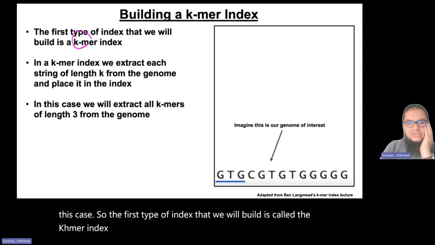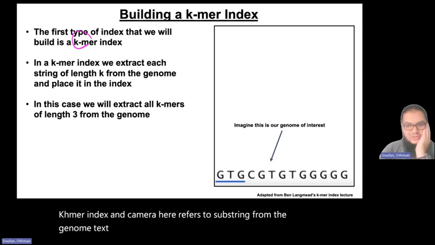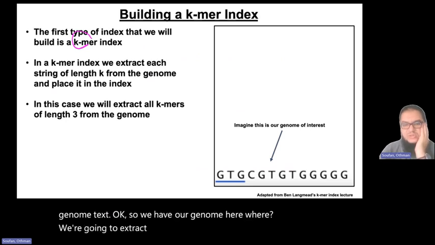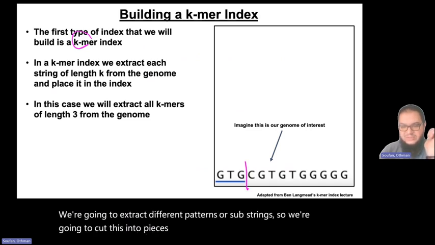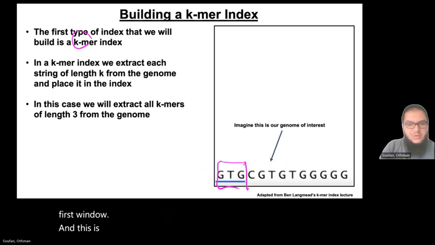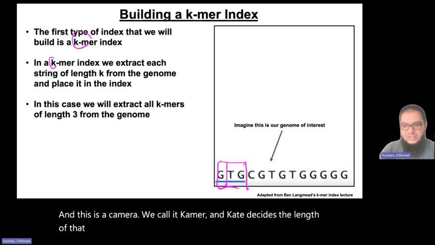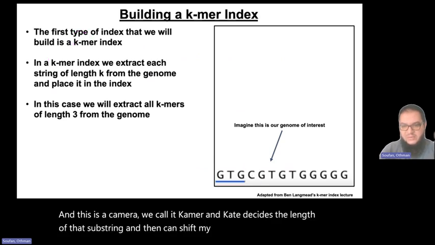And k-mer here refers to a substring from the genome text. So we have our genome here, and we're going to extract different patterns or substrings. We're going to cut this into pieces. This would be our first piece, or our first window. And this is a k-mer. We call it k-mer, and k decides the length of that substring. And then I can shift my window. This would be the second one.